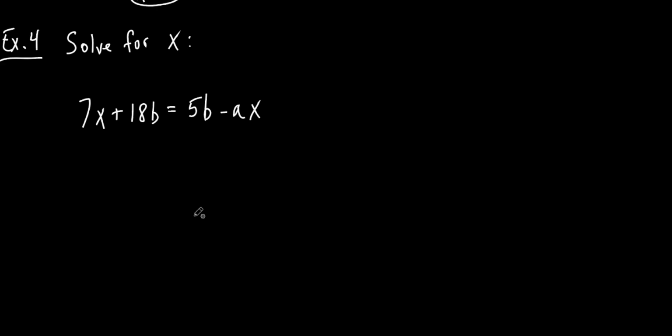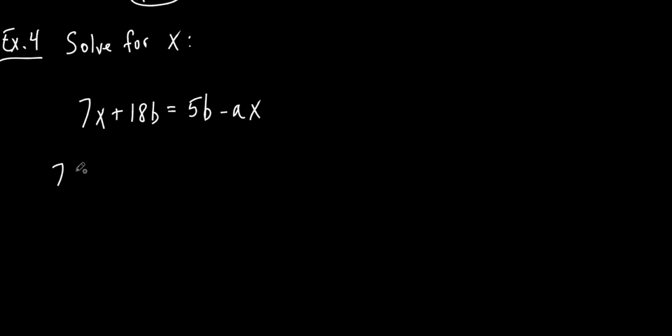So what am I going to do? We kind of did this step earlier. We've got all the x's on the same side. So I have an x on the left side. I got a minus ax, so the x is on the right side. I want to put them on the same side. So I'm going to put them both on the left side. Is that all right? So how would I do that?